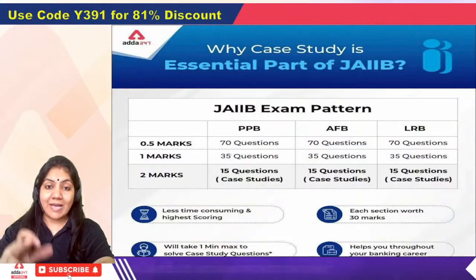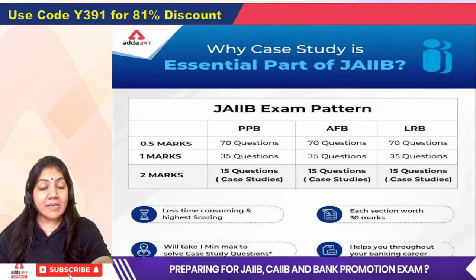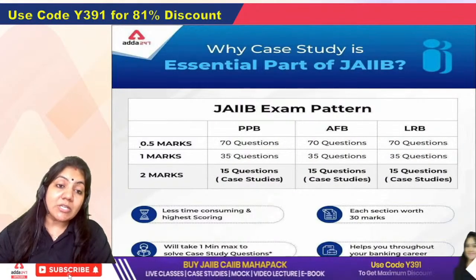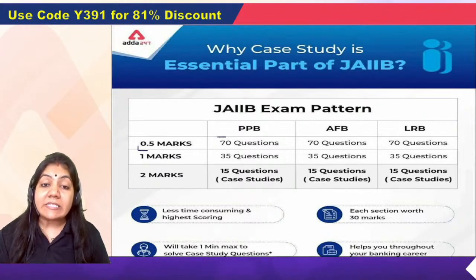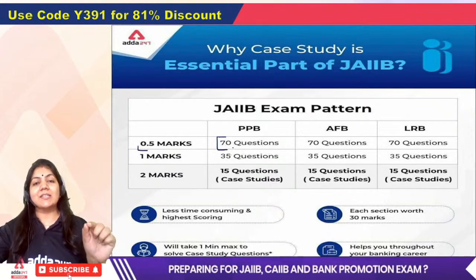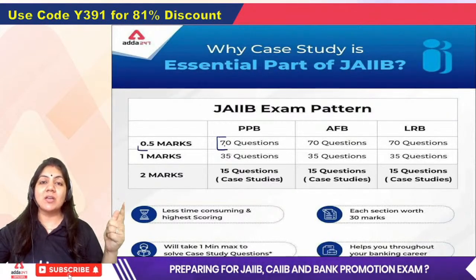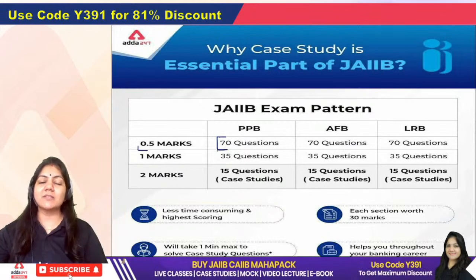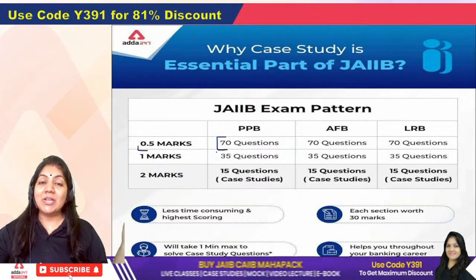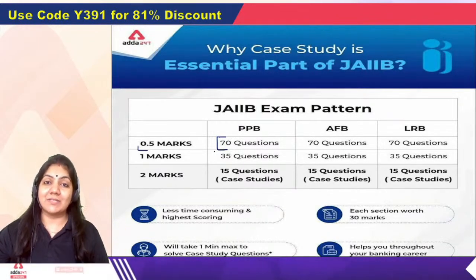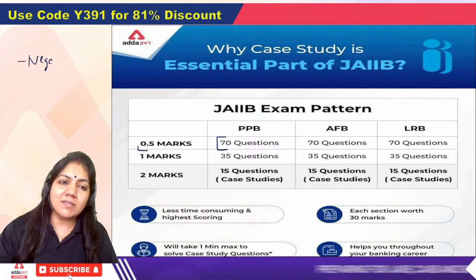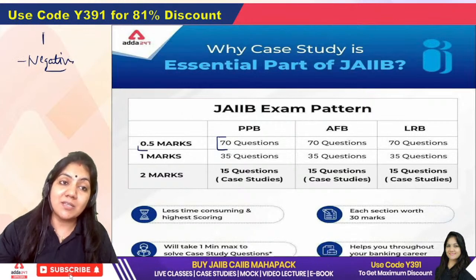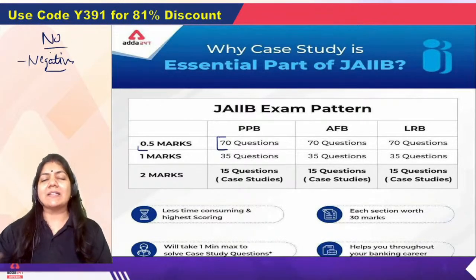And as you know, if I talk about the marking scheme of your JAIIB, 0.5, that is, half marks questions, will come for 70 questions. And these 70 questions are very quick ones. If you know, tick mark, otherwise get out. Get out means no need to give the wrong answer. You know what, many candidates think that there is no negative marking in this JAIIB, so we will attempt all the questions.